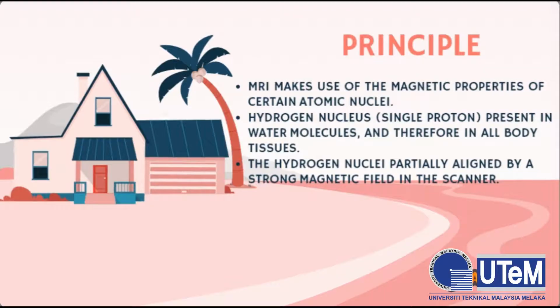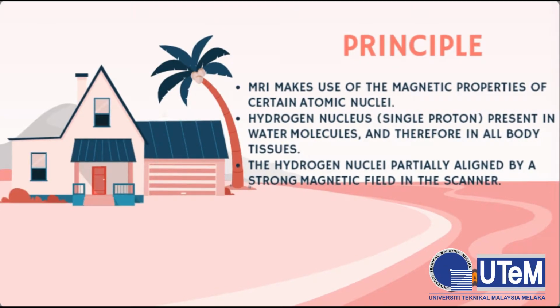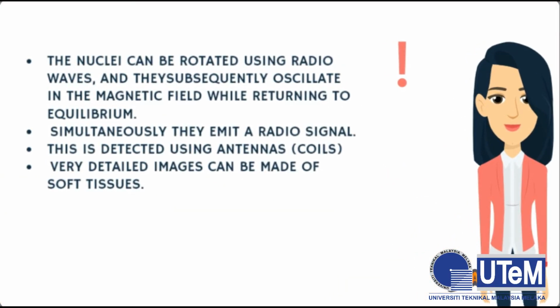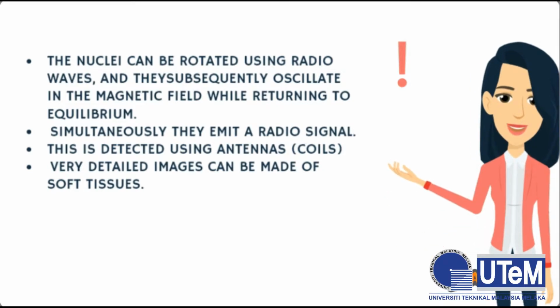Principle. MRI makes use of the magnetic properties of certain atomic nuclei. The hydrogen nucleus, which is a single proton, is present in water molecules and therefore in all body tissues. The hydrogen nuclei are partially aligned by a strong magnetic field in the scanner. The nuclei can be rotated using a radio wave.